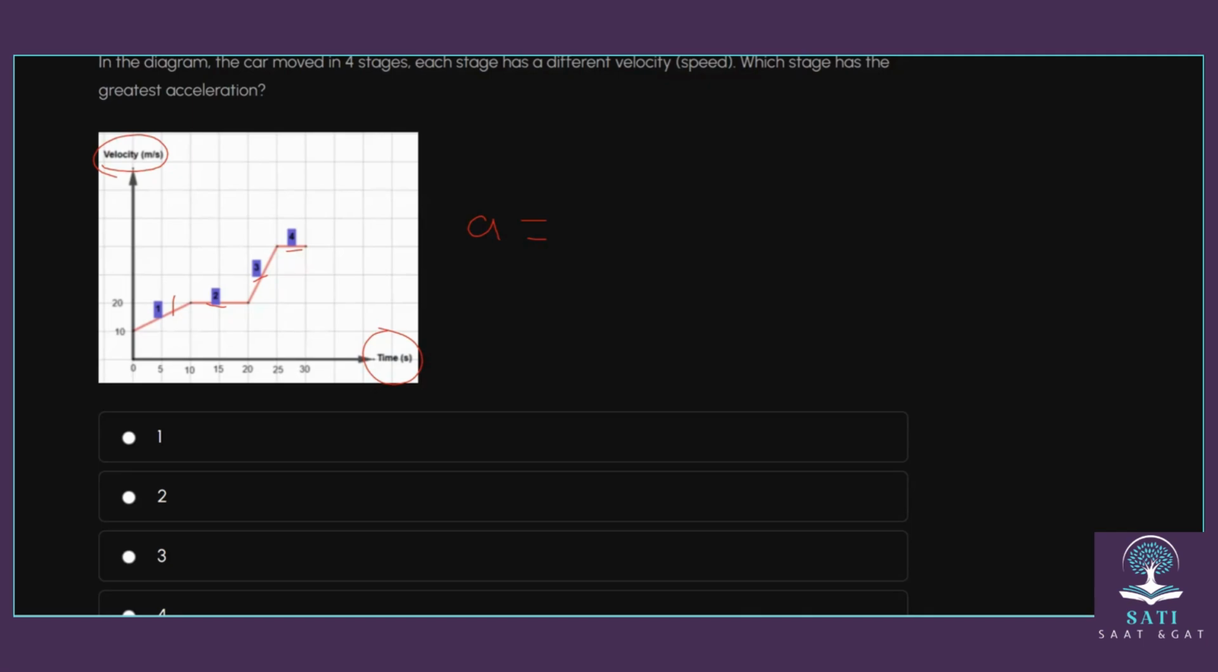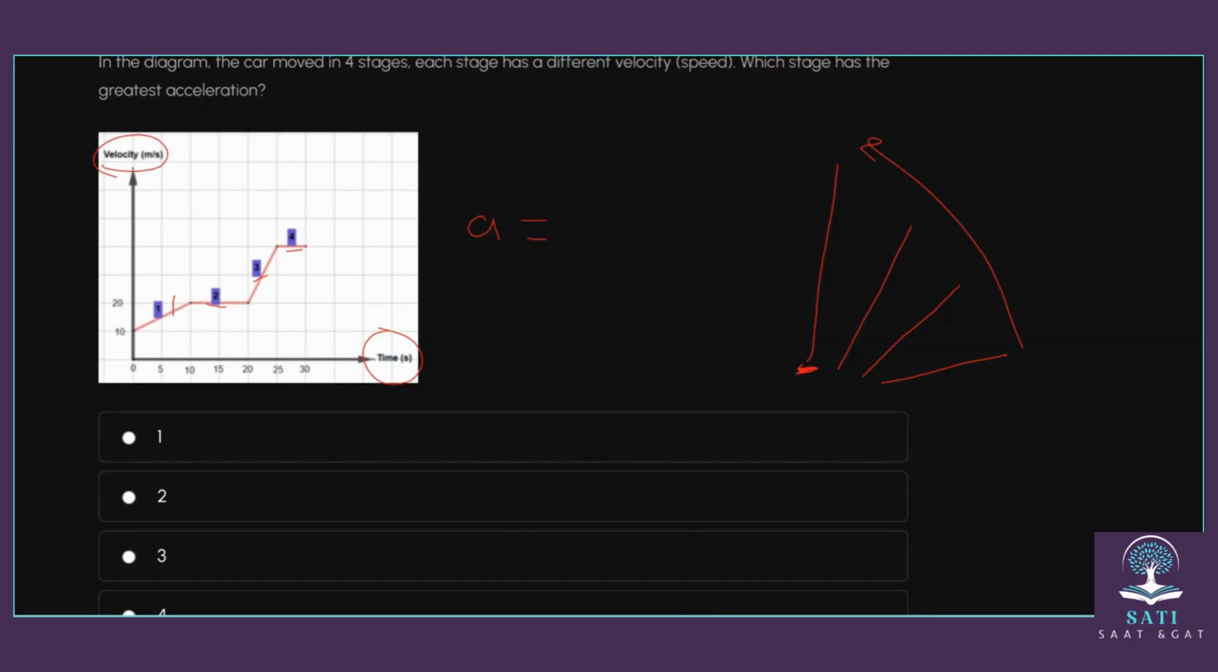Just to give you one idea here. If I have a line like this, and a line like this, and a line like this, and a line like this, which one has the greater slope? As you see, as the line goes up, the slope of the line becomes greater. So this one has the greatest slope.